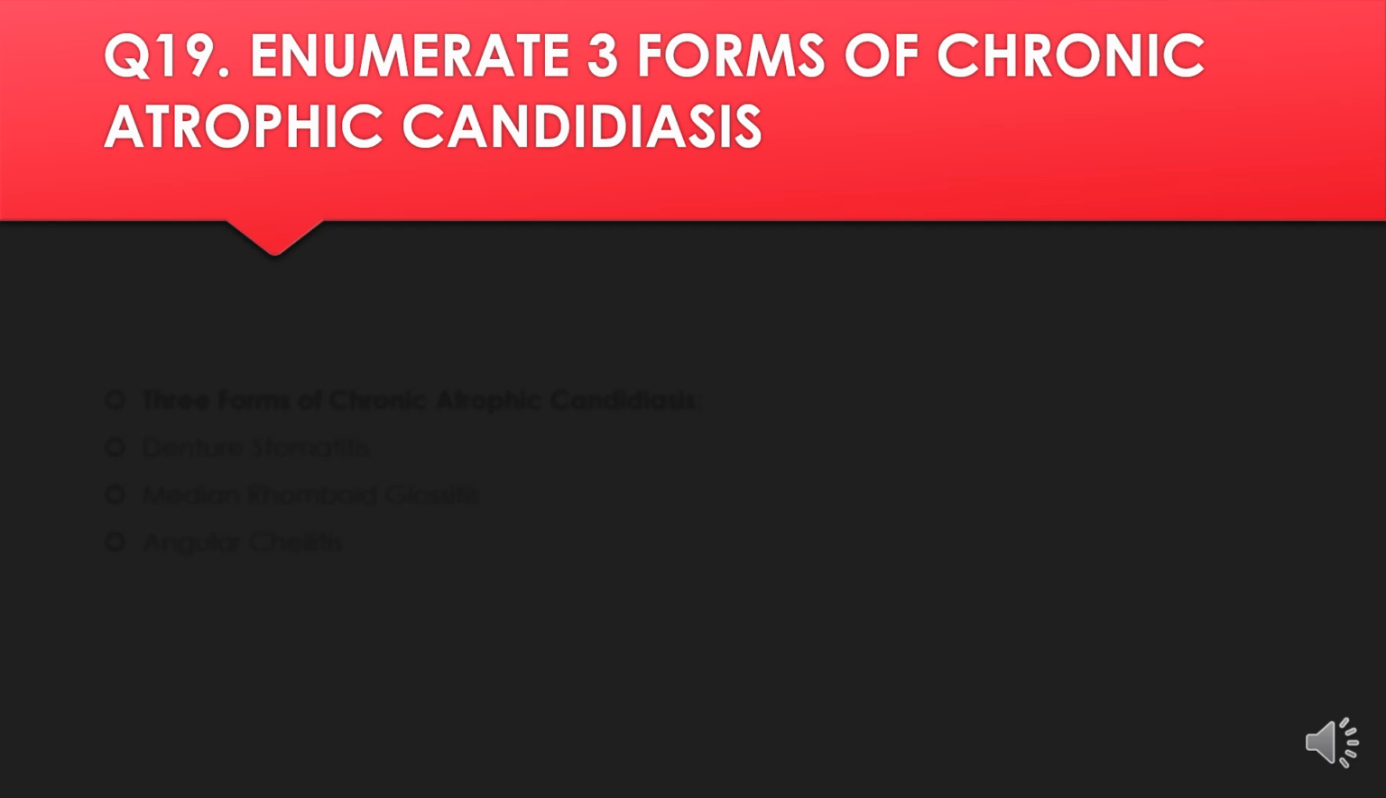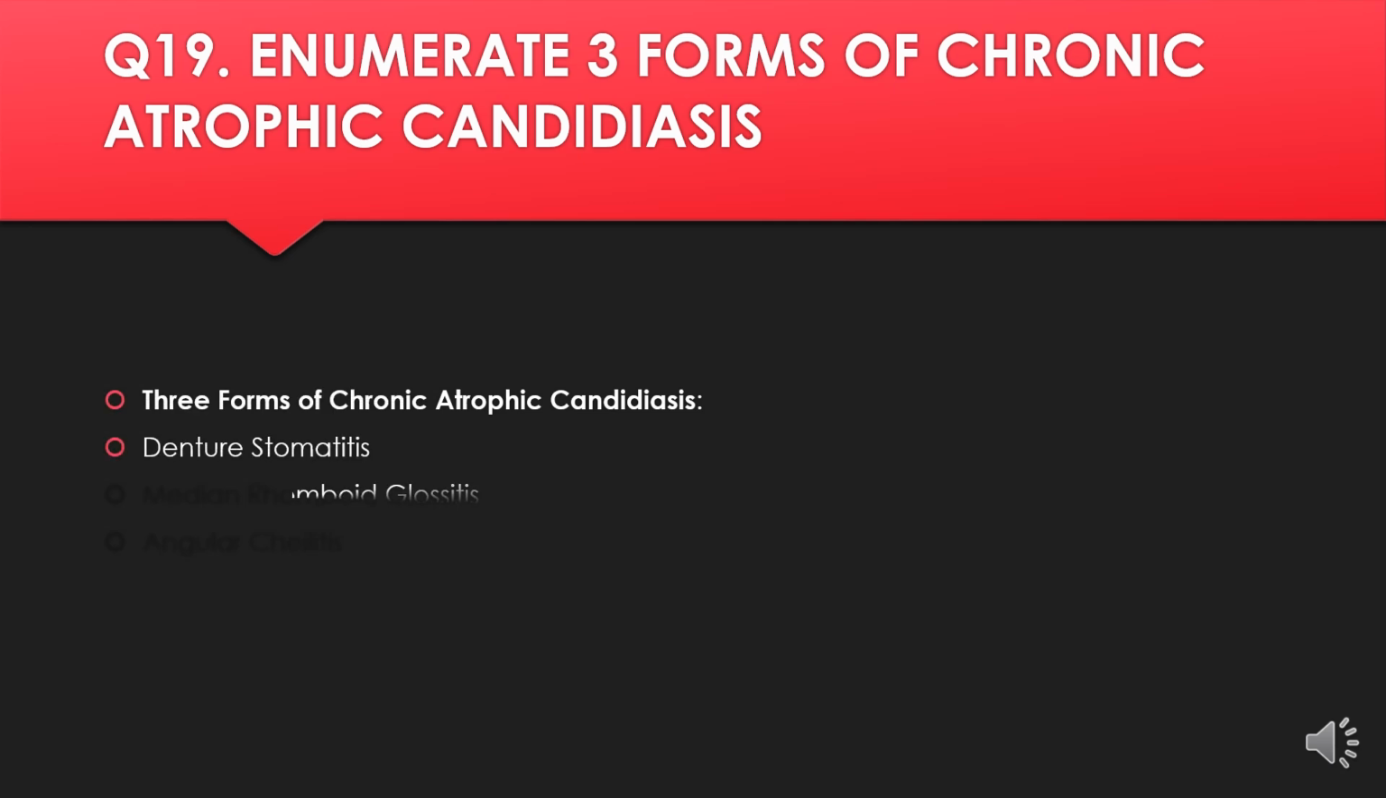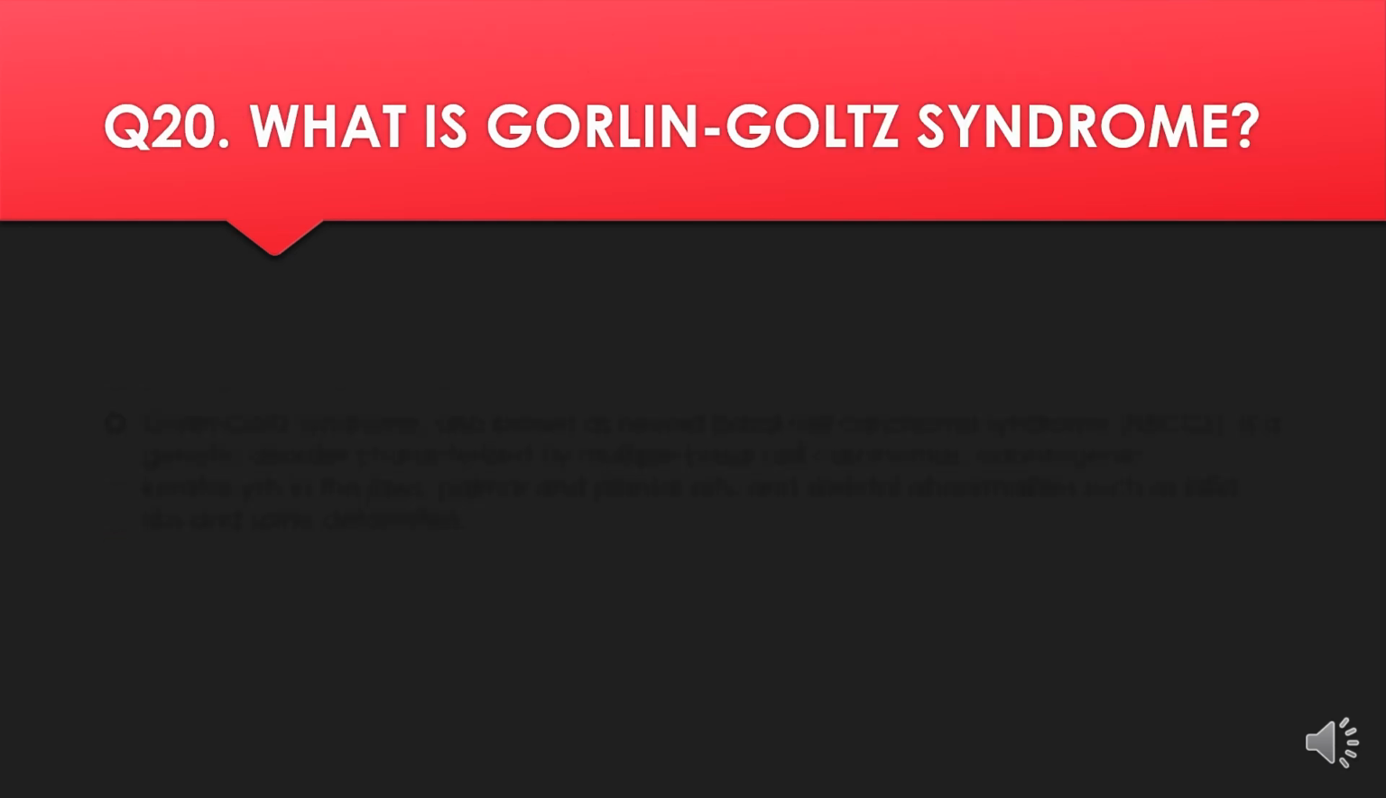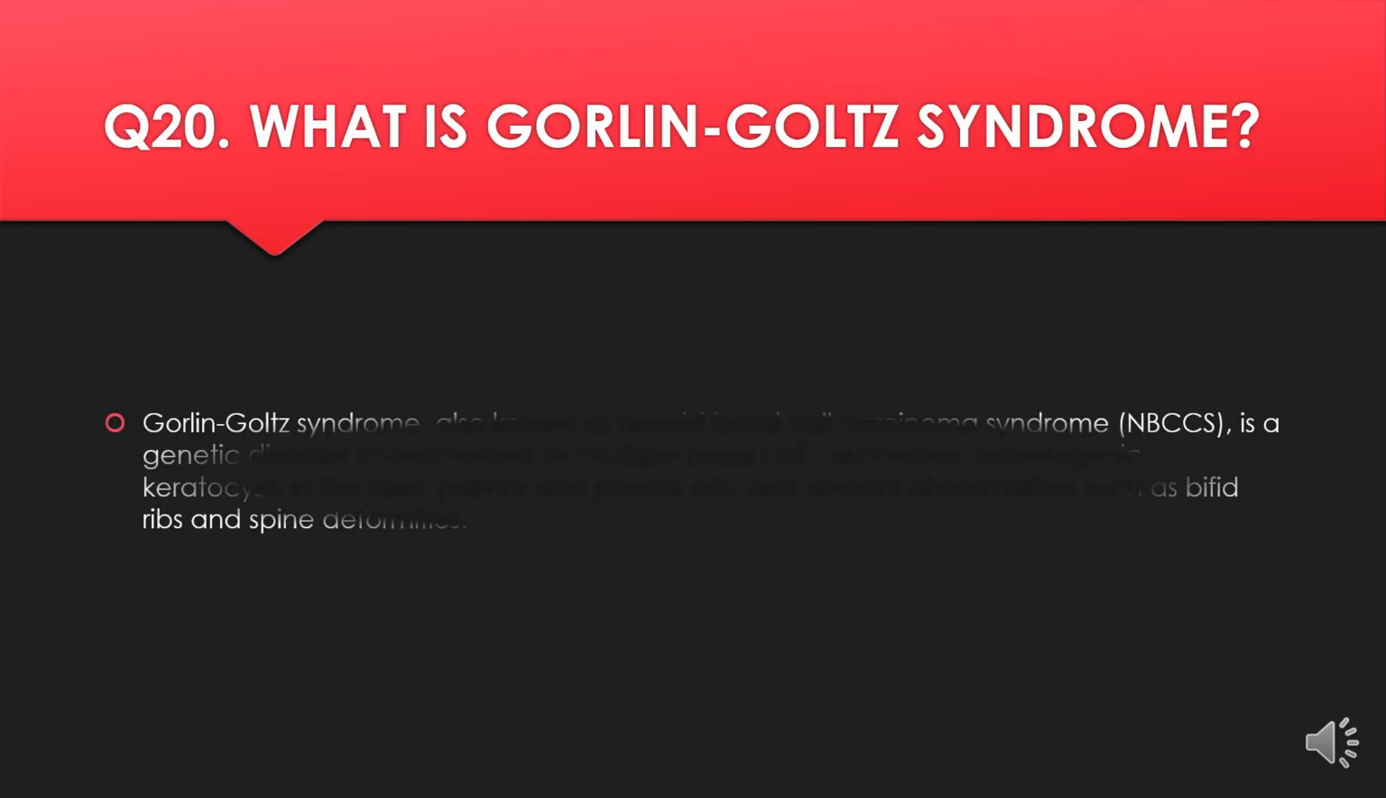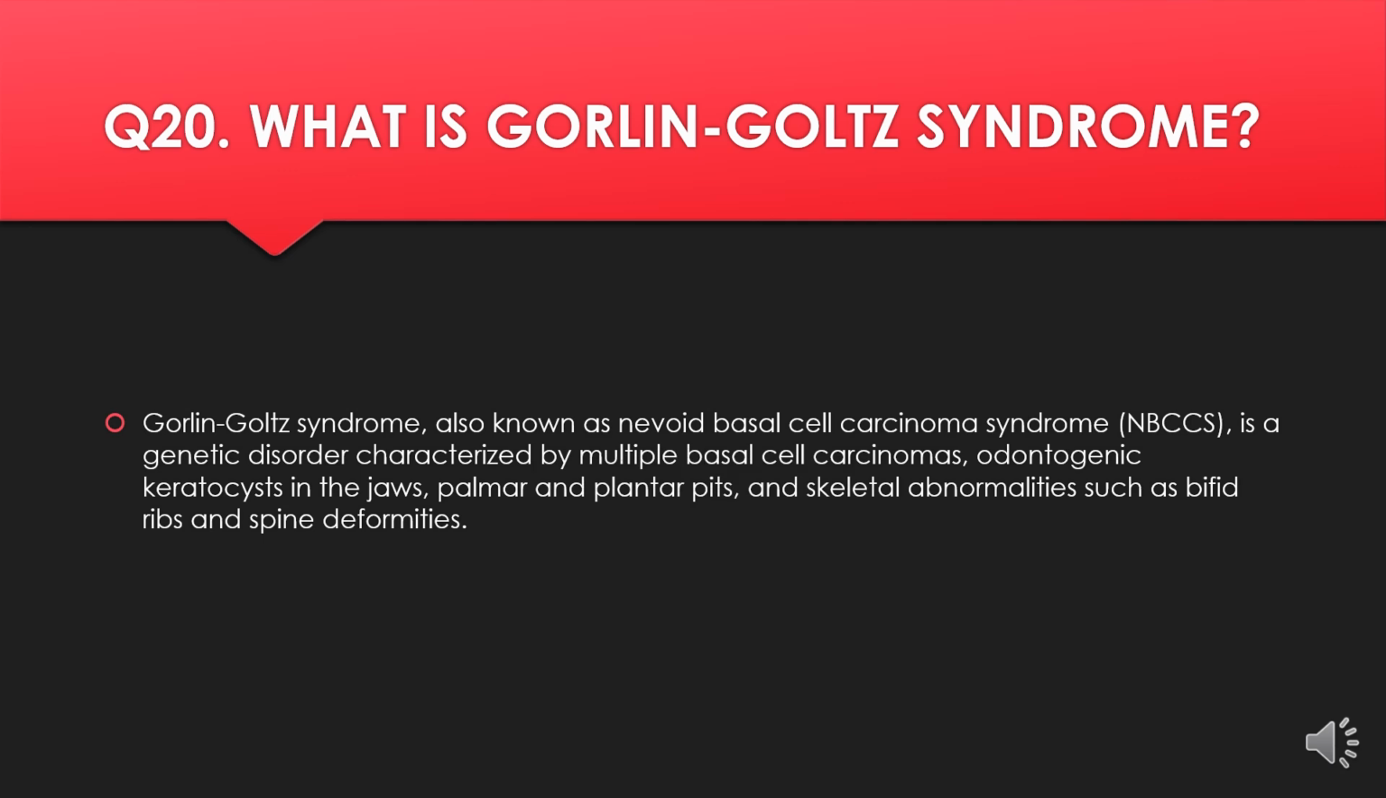Next question is, enumerate 3 forms of chronic atrophic candidiasis, that is denture stomatitis, angular cheilitis, and median rhomboid glossitis. What is Gorlin-Goltz syndrome? It is also known as nevoid basal carcinoma syndrome. It is a genetic disorder characterized by multiple basal cell carcinomas, odontogenic keratocysts in the jaws, palmar and plantar pits, and skeletal abnormalities such as bifid ribs and spine deformities.